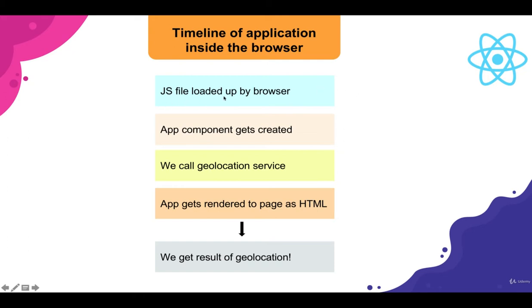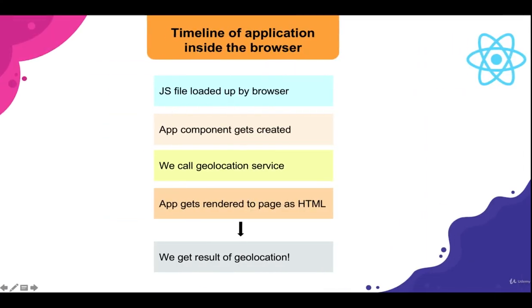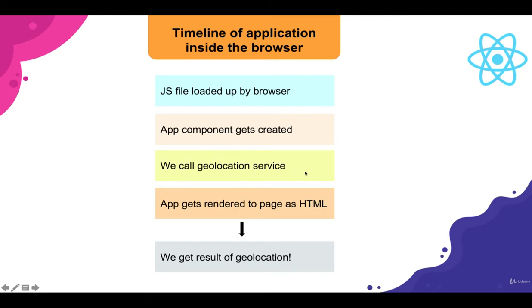We start up the very top, where a JavaScript file gets loaded into our browser. The browser then interprets our JavaScript file that we are trying to create an app component. And that app component gets created, and then at some point in time, the app component is going to be invoked. So when that function is invoked, we then call our geolocation service. But the very important thing to keep in mind here is that getting this geolocation result back takes a certain amount of time. So this can cause an issue.